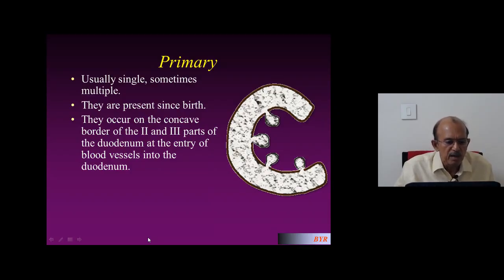Yes, Fatima is all right. It is superior and inferior pancreaticoduodenal, not only superior pancreaticoduodenal. It is the anastomotic arch between the superior mesenteric artery and the inferior mesenteric artery. Yes, very good.